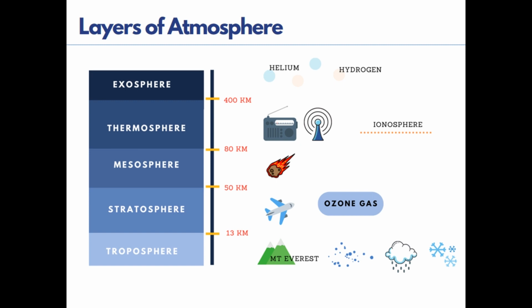And last comes the exosphere. It's the uppermost layer of all. It has very thin air and it comprises many light gases like hydrogen and helium. The gases that escape from here float into space.